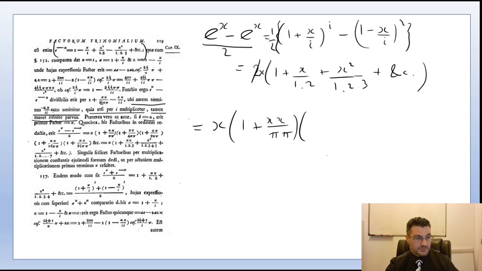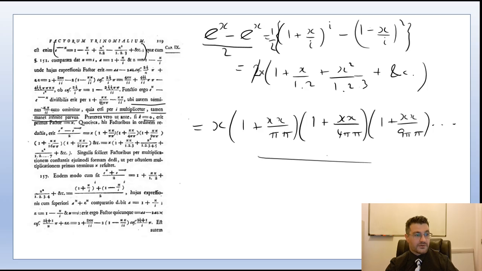And what he says is that this factorizes then to x times (1 plus xx over π), that's when k is equal to 1, (1 plus xx over 4π), so that's when k is equal to 2, (1 plus xx over 9π), that's when k is equal to 3, and so on. So that gives us our infinite factorization of e to the power of x minus e to the power of minus x over 2. And notice that there's no infinite part to any of these factors here. So we've made it to the end of section 156.